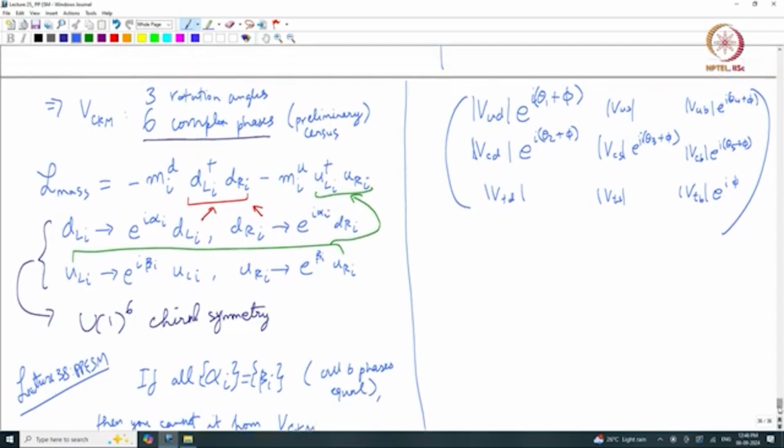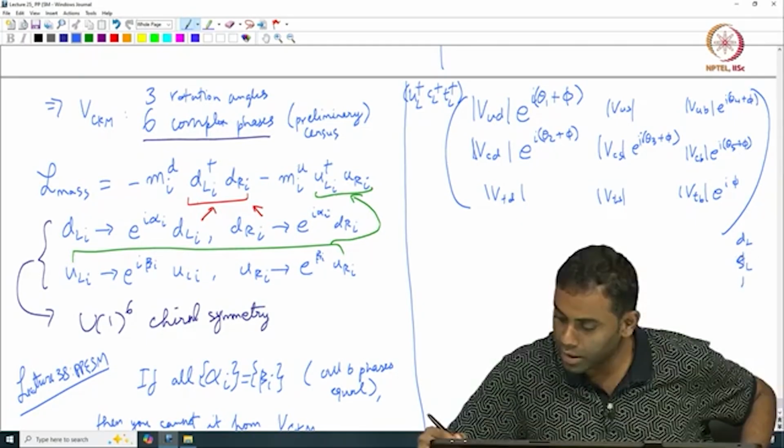Now imagine, can I remove the theta 1? Imagine I want to remove just the theta 1. So, what do I do? Remember that I have hit this matrix on the left with a U L dagger and C L dagger and T L dagger, right. And then on the right I have hit it with what? A D L and S L and a B L, right.